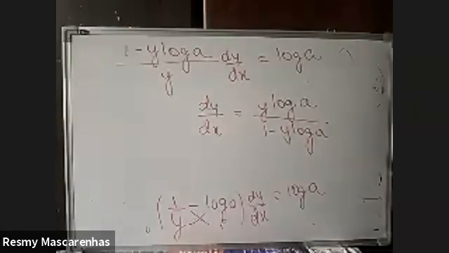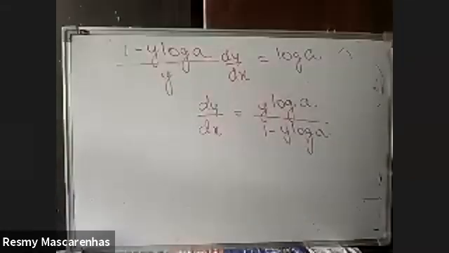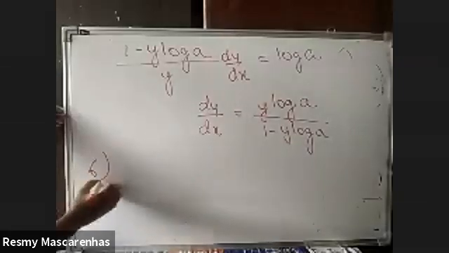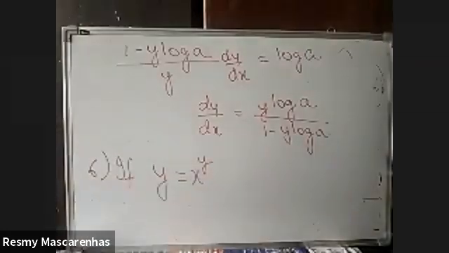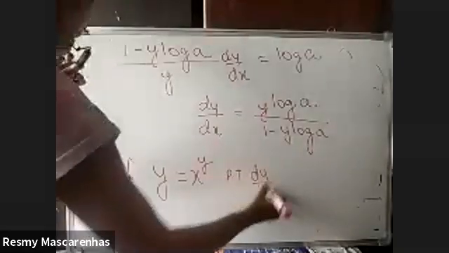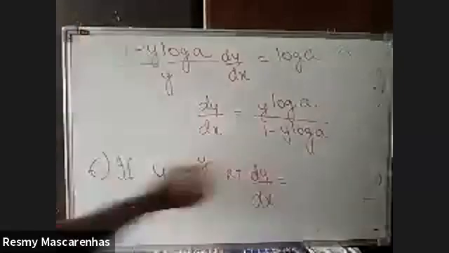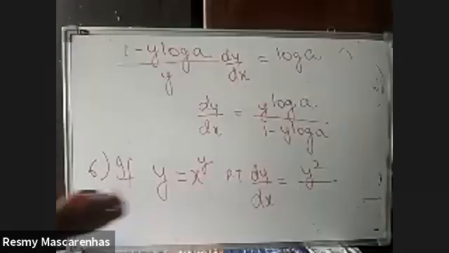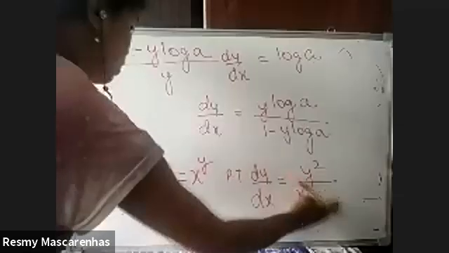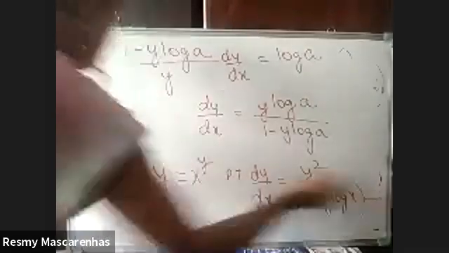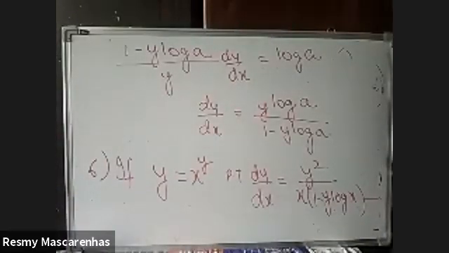Those who finished can try this. If y is equal to x raised to y, prove that dy by dx is equal to y square upon x times 1 minus y log x.